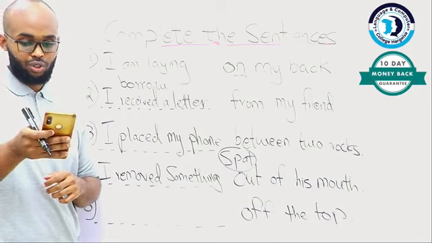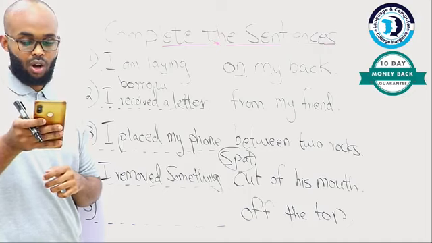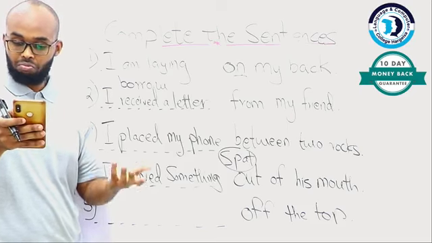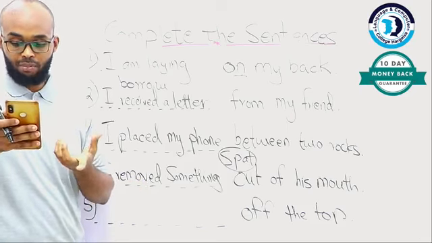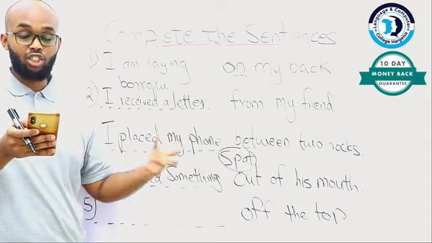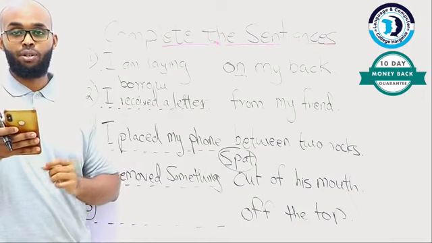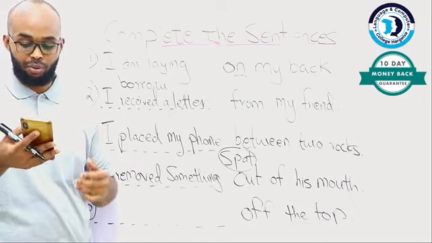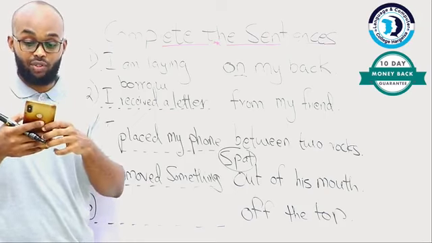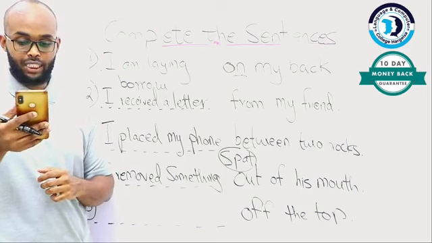Okay, so: he jumped from the top of the roof. Not bad. But it should be off the top, not from the top. He jumped off the top of the building. Not from the top of the building. Halima, not bad. You tried, that's very good. At least you tried, that is the most important part.